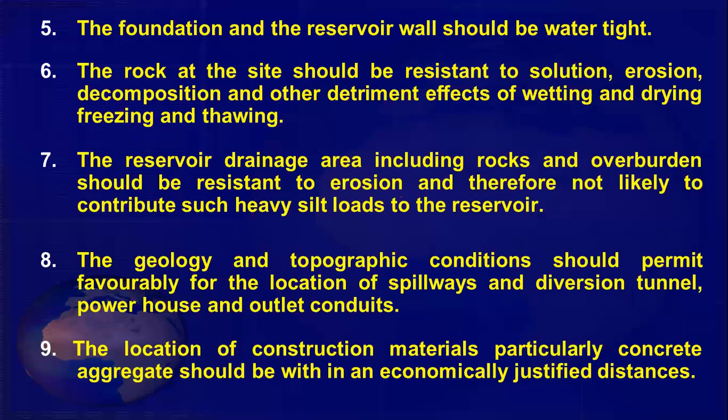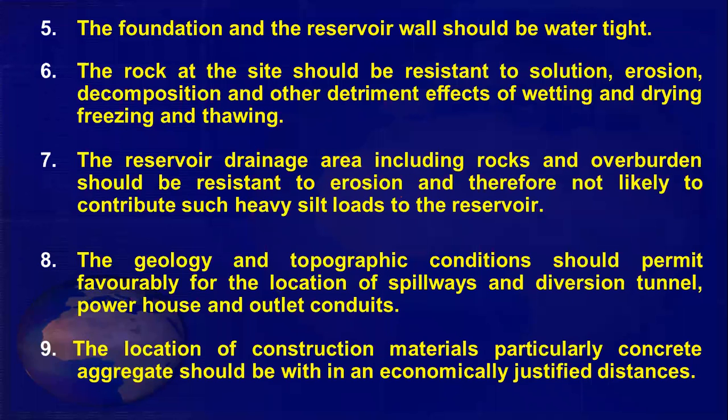The geology and topographic conditions should permit favorably the location of spillways, diversion tunnel, powerhouse, and outlet conduits. Now, conduits are nothing but the penstocks or the carriageway for the water. The geological and topographical conditions, that is, the exterior conditions, should permit favorably the location of spillways. Spillways carry the water to the downstream side. A diversion tunnel is used to divert the flow of water into the canals and powerhouse.